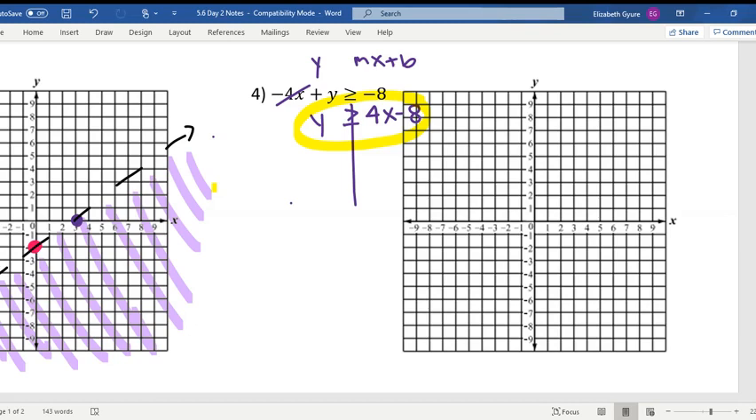Nick agrees. I agree as well. So put a dot at negative 8 on your y-axis. And then we have a slope of 4. Who can remind us how to count out a slope of 4?